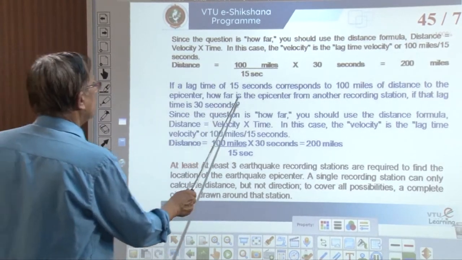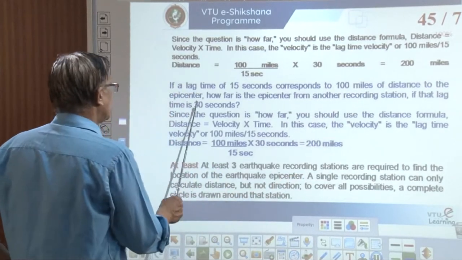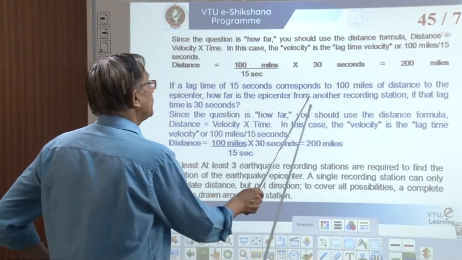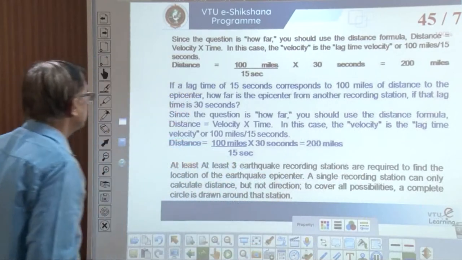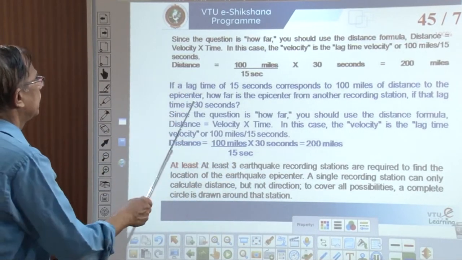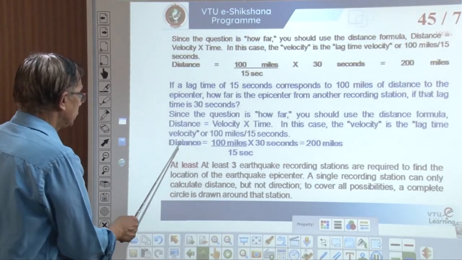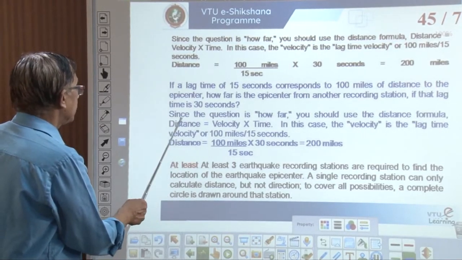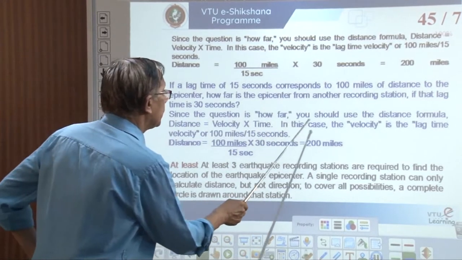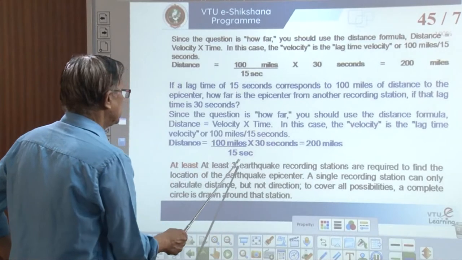So, if a lag time of 15 seconds corresponds to 100 miles of distance to the epicenter, how far is the epicenter from another recording station if the time lag is 30 seconds? Since the question is how far, we have to use the distance formula again, velocity times time.